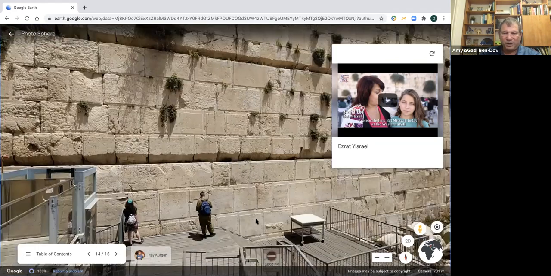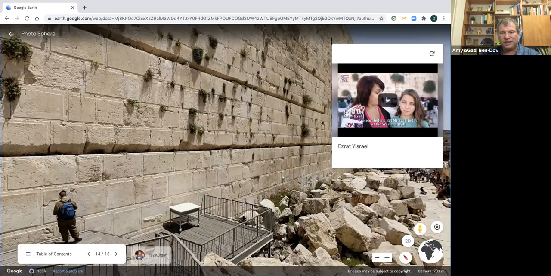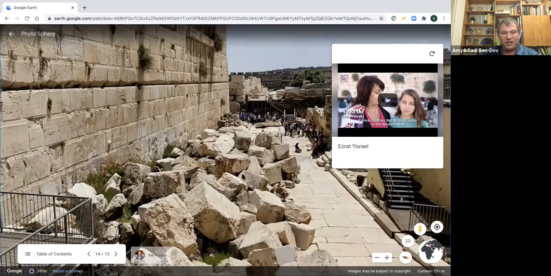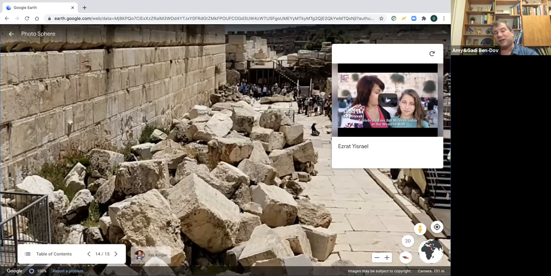One last thing that I want to point out is a very cool element that the archaeologists left here. They left these huge stones, and it was left on purpose because when they excavated here and cleared this area, they found lots more of these stones. And what's amazing about these stones is that this is the destruction of the temple.